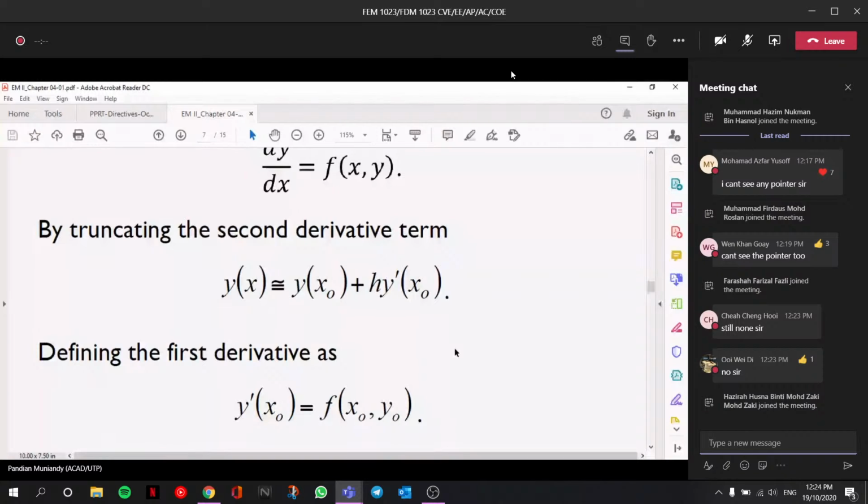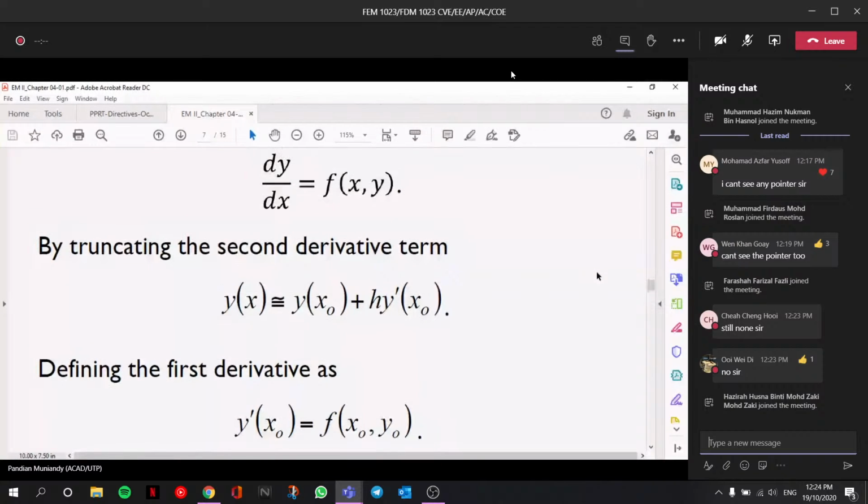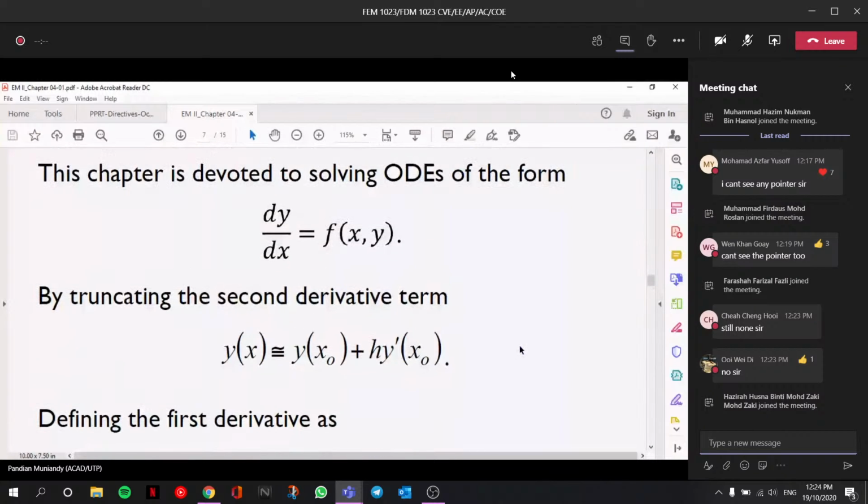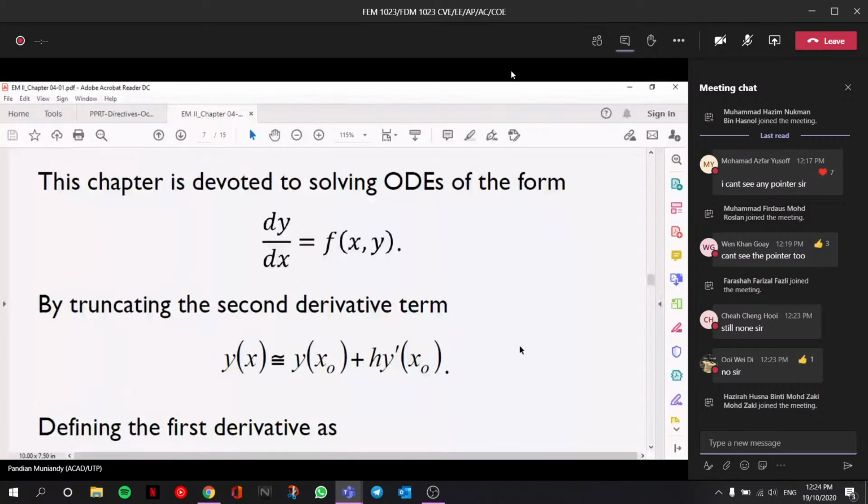Yeah, we are. By truncating the second derivative terms, but we can't see a pointer. Can you read for me? This one, dy/dx equals f(x, y). Then by truncating the second derivative term, y(x) equals y(x0) plus h y'(x0). That's all that we can see now. No, we don't see the pointer. So how to do this?